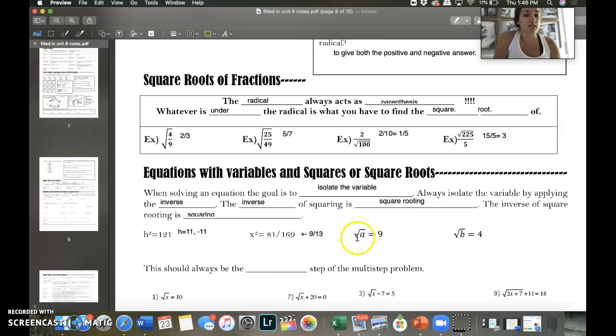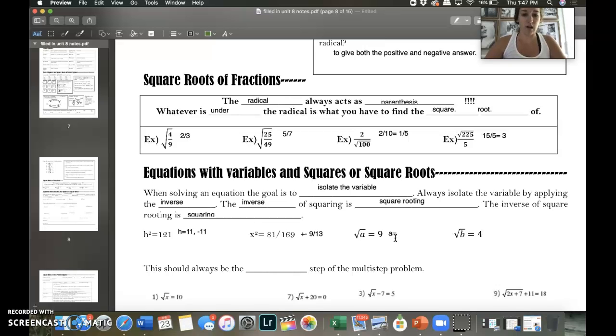Okay, so here it's the square root symbol. The inverse of that to get a isolated is to square it. So if I had a pen and I could write, I would put a little 2 up here and a little 2 above the 9. What I do to one side, I have to do the other. The square root symbol and the squared symbol cancel each other out, so it's just a equals.